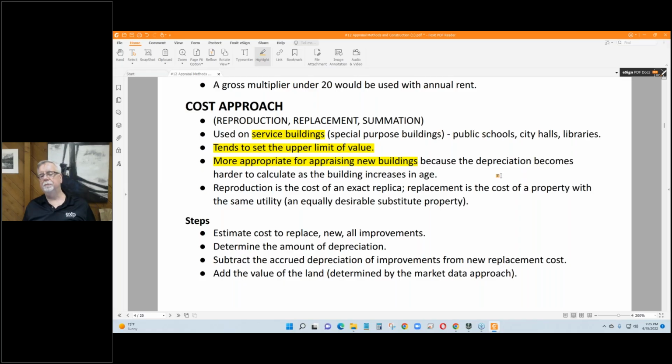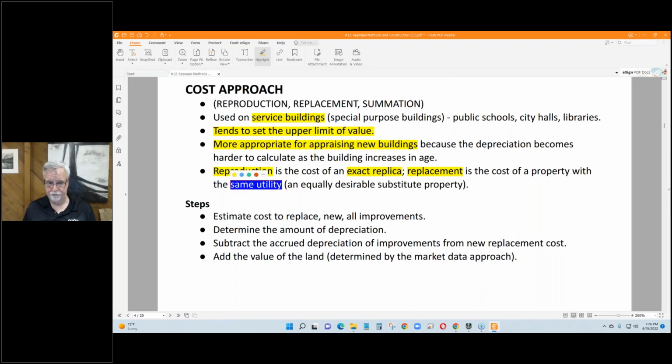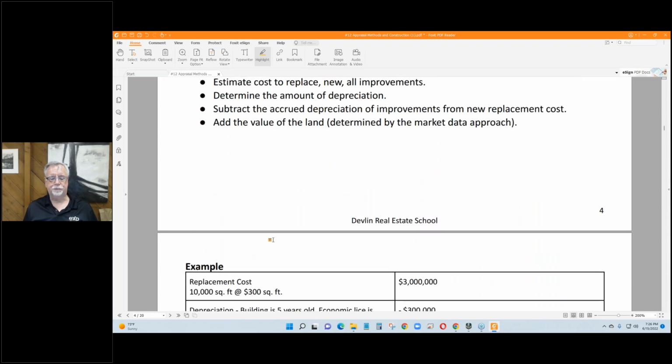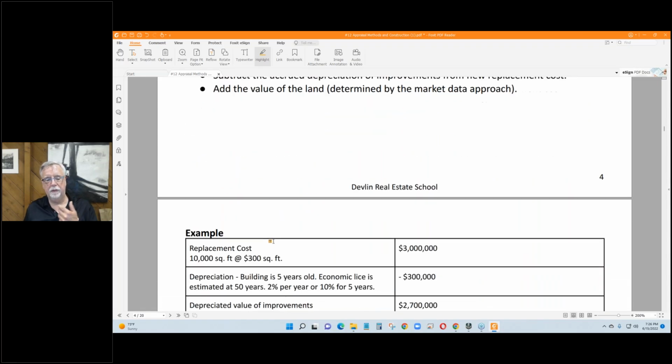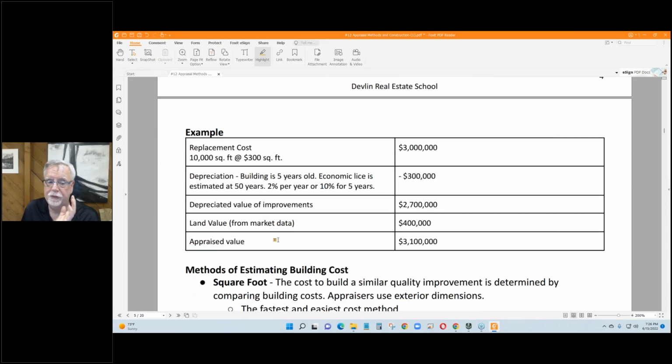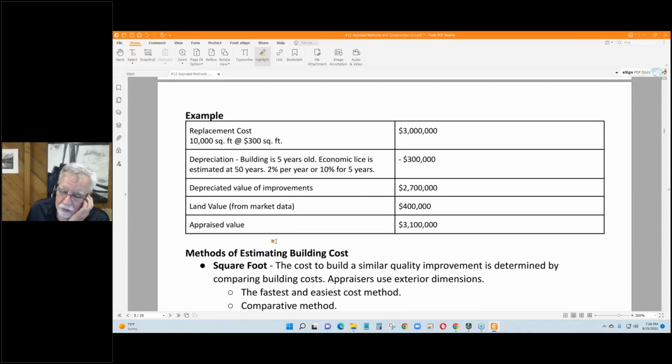The older the building is, the harder it is to determine the amount of depreciation. Reproduction, of course, is an exact replica. Replacement is the same utility. So the steps. Again, no math on the state exam, but I just thought I will do the steps as an example.